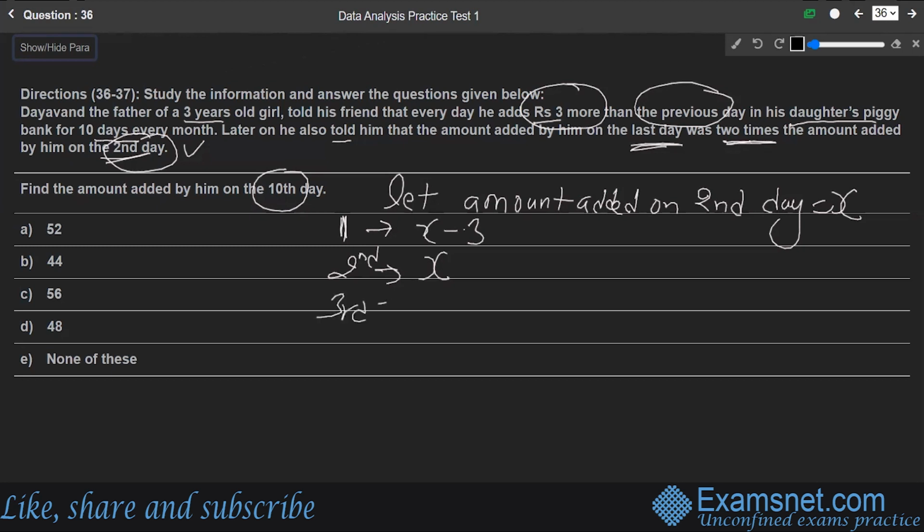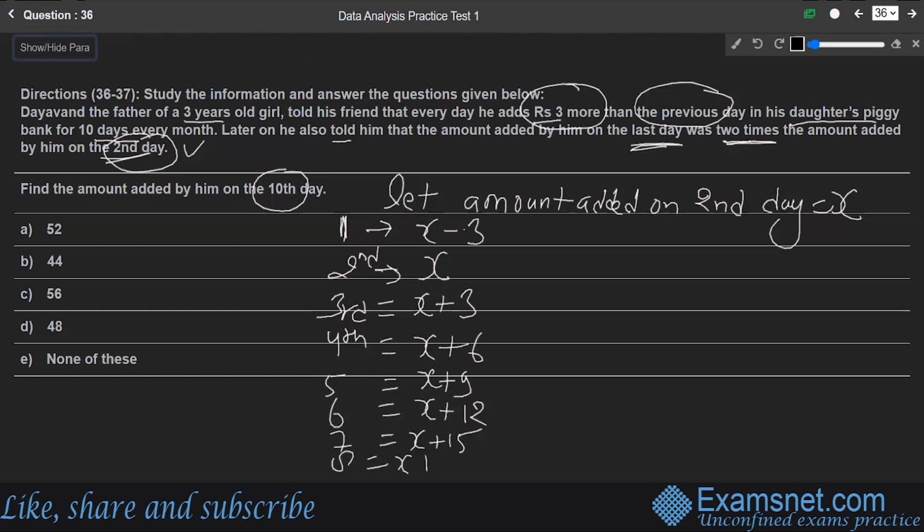Then only x minus 3 plus 3 will make it x. So on the third day, the amount added will be simply x plus 3, 3 more than the previous one. On the fourth day, it will be x plus 6. On the fifth day, x plus 9. On the sixth day, x plus 12. Seventh, x plus 15. Eighth, x plus 18. And on the ninth day, x plus 21. This is how we can calculate, and we are supposed to find out the amount added on the 10th day. Now this is the chart that we have.